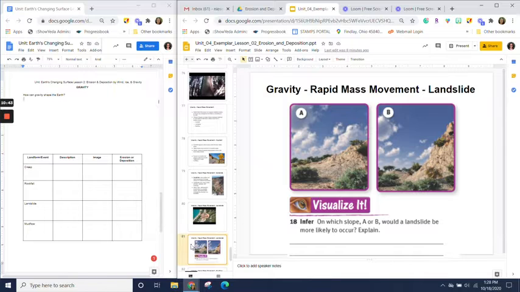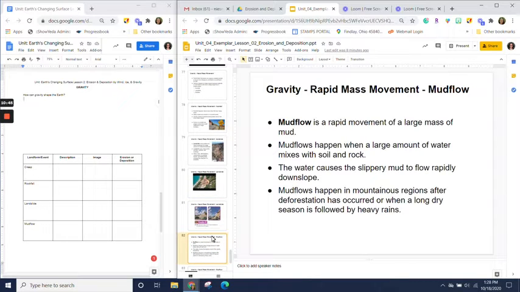Mud flows. Landslides are also an example of erosion, but after the land stops sliding, where all of that material is left behind would be an example of deposition.